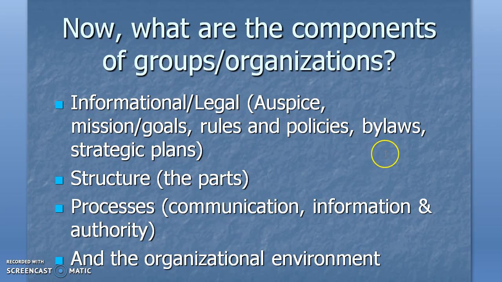Structure. So, who works for who, reports to who, does what within an organization. Processes, information and authority have to go through the organization to allow things to get done. And then the environment that the organization deals with. So in essence, these first couple of lectures, the initial ones we're going to deal with are the information and legal components. Next slide.